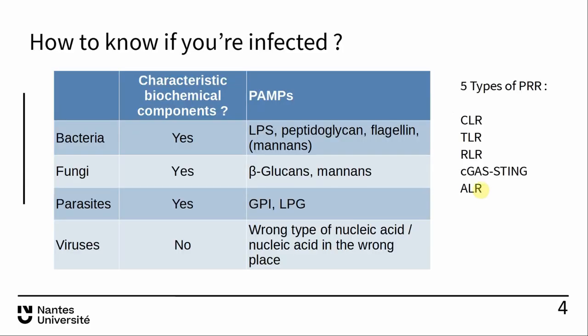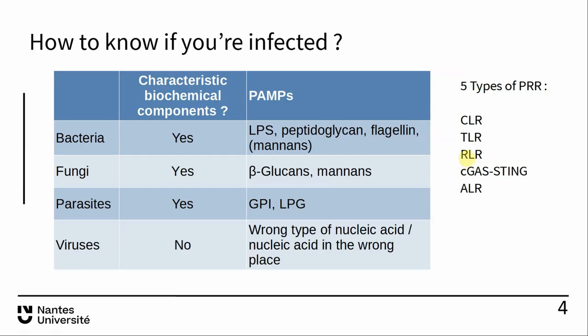Now, for bacteria, fungi, and parasites, there are biochemical differences between the molecules that make up the pathogen and our own cells. And these can be detected by different types of pattern recognition receptor, which can detect pathogen-associated molecular patterns, which are PAMPs.